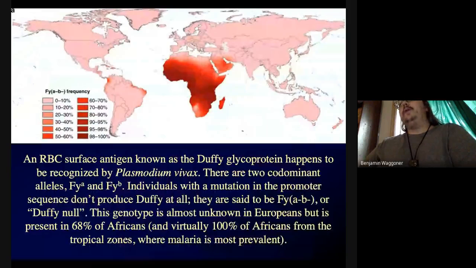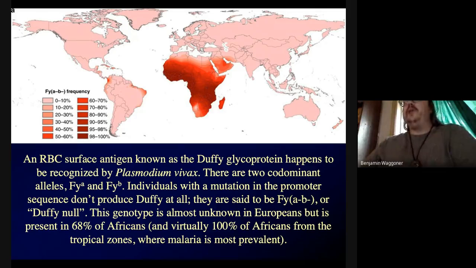There's also one species of Plasmodium, P. vivax. When it binds to red blood cells, it recognizes a surface antigen that happens to be called Duffy. I assume that was the name of the guy that found it, the Duffy glycoprotein. There are two codominant alleles, Duffy A and Duffy B, but individuals that have a mutation in the promoter sequence produce no Duffy at all. They are said to be Duffy null.